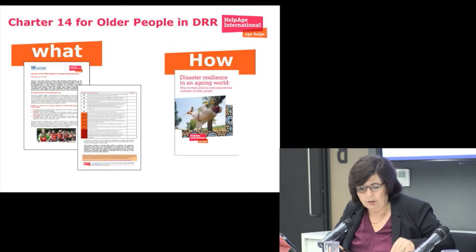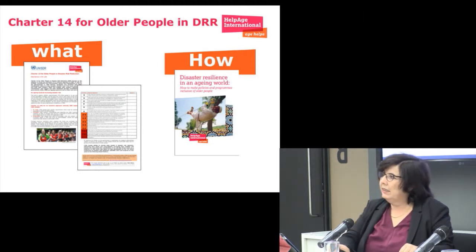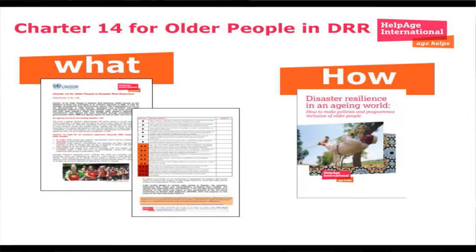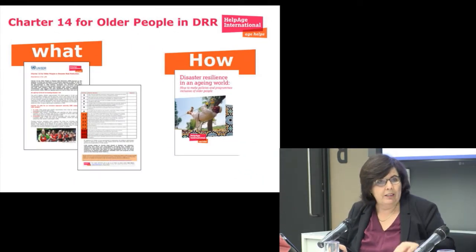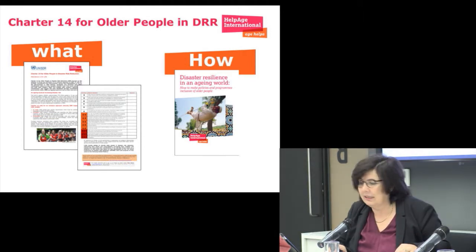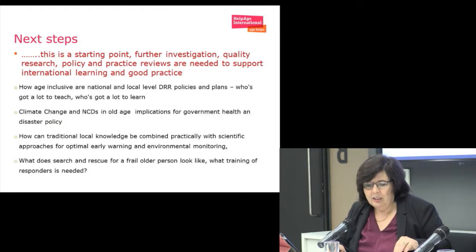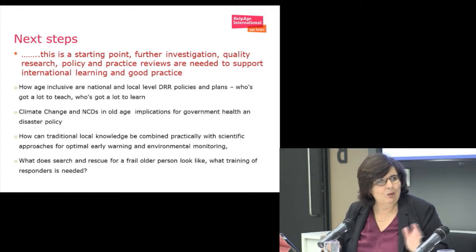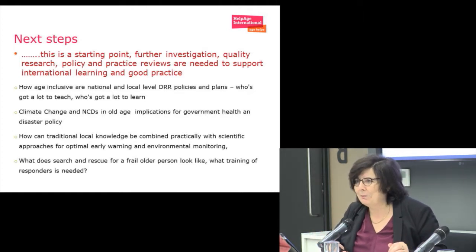And I'm coming to the last two slides here. Charter 14 is what we are launching today with the publication, and we're very pleased to see that already, with UNISDR, a number of countries have signed up. Five governments at the moment have signed up to Charter 14. It's 14 clear steps for integrating older people into disaster risk reduction. But I wanted to leave you not with a sense that these are the guidelines, this is all done, fantastic, it's just a matter of implementing.